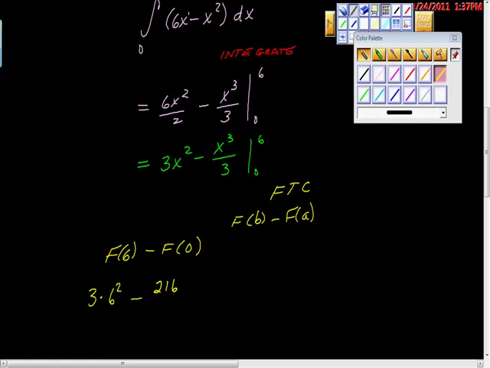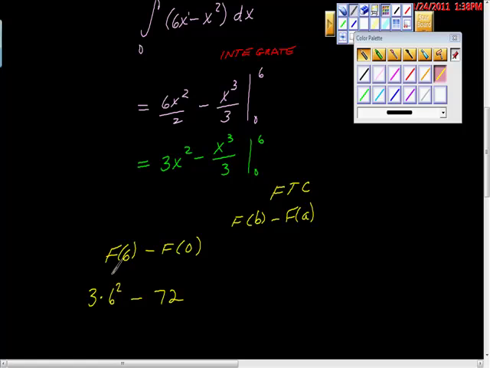216 over 3, and these rules from 7th grade come in handy. I happen to know that this number 216 is divisible by 3. How do I know that? Because 2 plus 1 is 3, 3 plus 6 is 9. 9 is divisible by 3, so is this number. So I did a little bit of math, and I figured out that this simplified to 72.